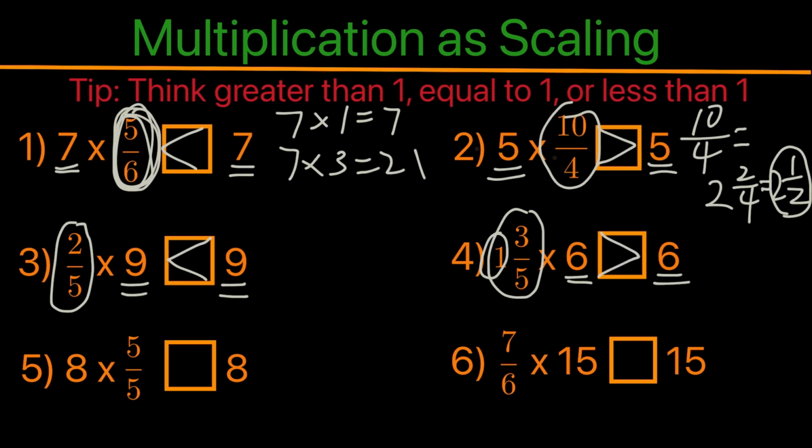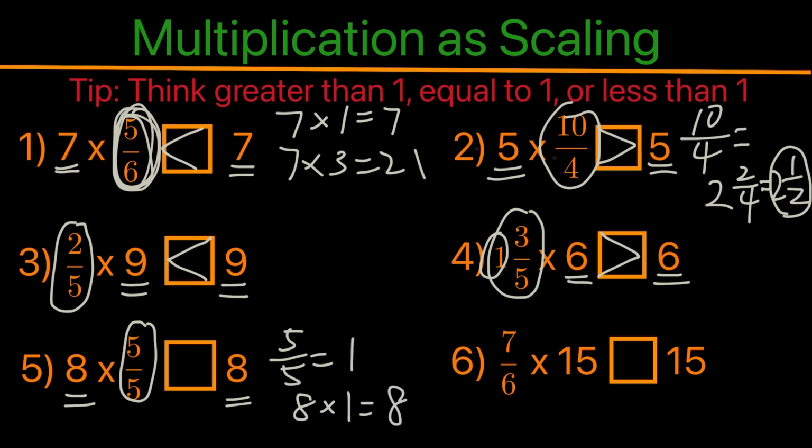For the fifth example, we have 8 times 5/5, comparing with 8. Evaluating 5/5, we know 5/5 equals 1, and 8 times 1 equals 8. Any number times 1 is the number itself, so we can see that this answer is going to be equal.